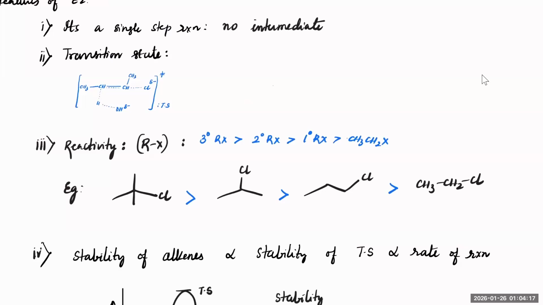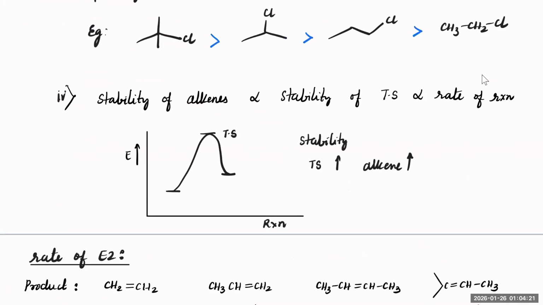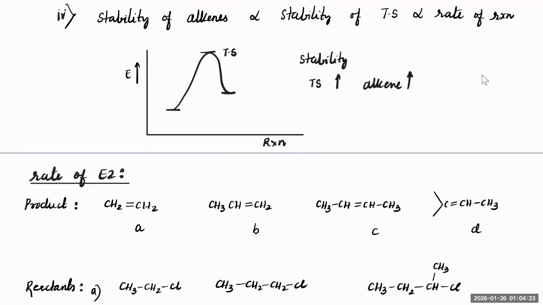See, you know that the E2 mechanism, in fact any elimination, is an endothermic mechanism and it is one step. So that means from here it is directly going towards product. Now this is where the transition state is. Notice the transition state, is it closer to the reactant or closer to the product? Clearly you can see it is closer to the product. So the product stability decides the transition state stability.